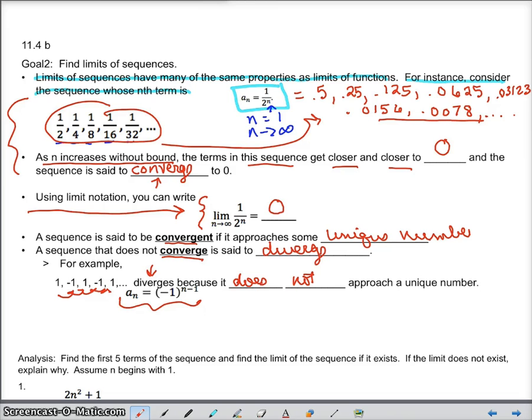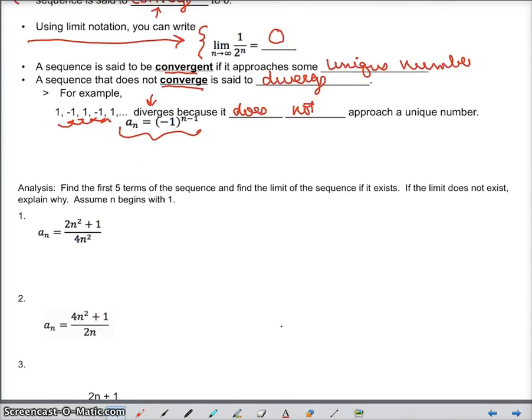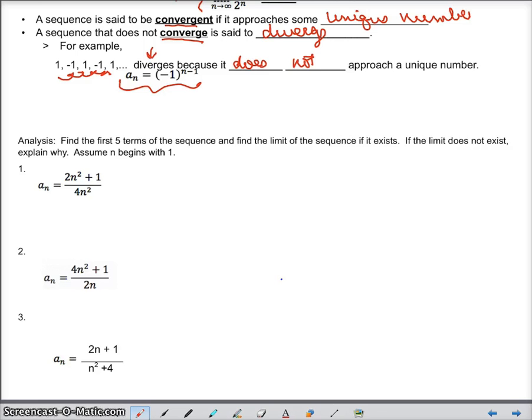All right, I want you to do a little bit of analysis. I want you to pause the screencast, and I want you to find the first 5 terms of each sequence, and then state what you think the limit is if it exists. If it does not exist, then explain why. Assume that n begins with 1, so you're going to find A1 through A5. If you feel like the first 5 terms are not enough for you to determine the limit, then find the 6th, the 7th, the 8th. Find enough until you can determine whether the limit converges to a unique number and list that number, or whether it diverges.